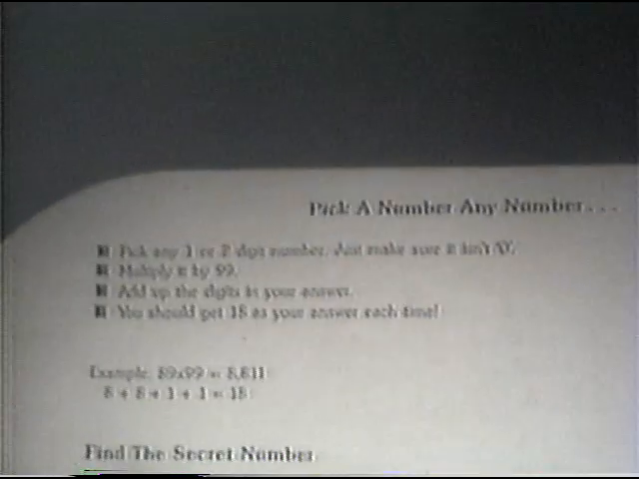So suppose I told you to pick a number. Pick any number. Pick any 1 or 2 digit number. Just make sure it isn't 0. Now multiply it by 99. Add up the digits in your answer. You should get 18 as your answer each time.